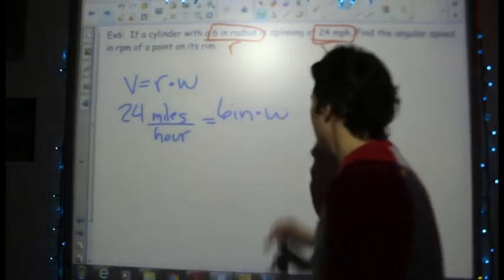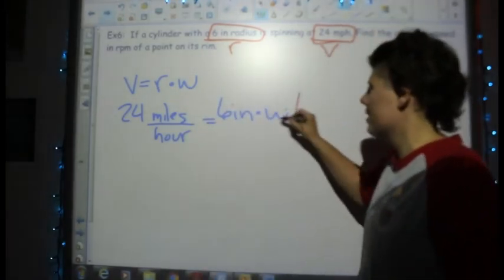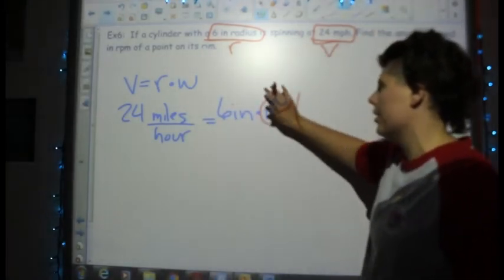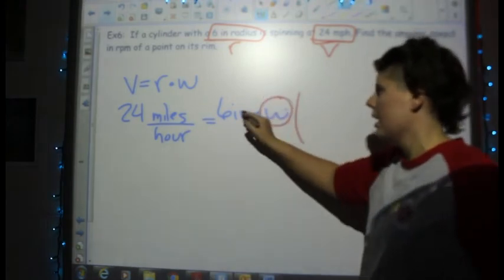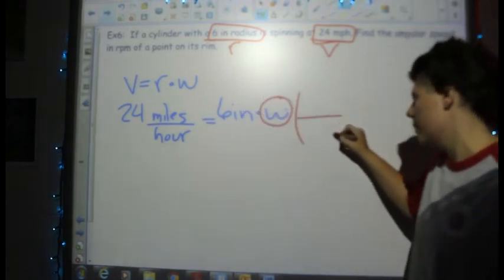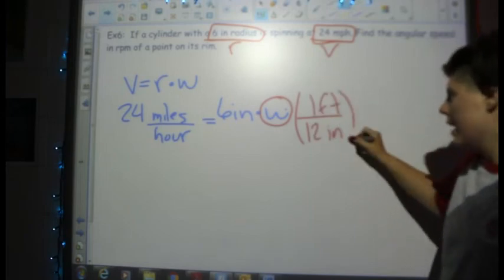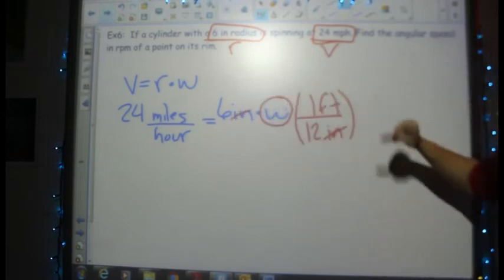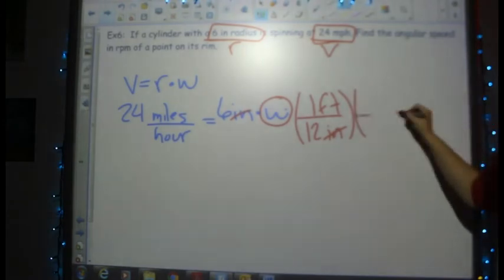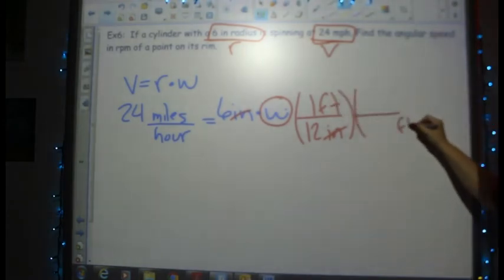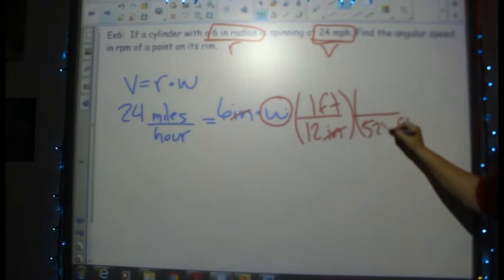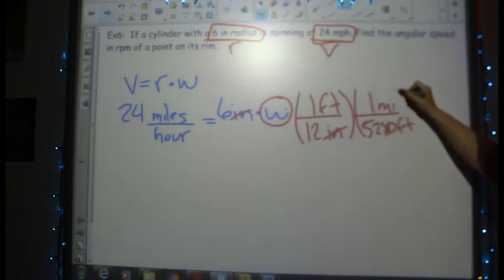So I'm going to go ahead. Inches are on top. Again, the W is just kind of chilling out there. Don't worry about it too much. We'll deal with that in a minute. Inches are on top, so I need inches on the bottom. And I know that there are 12 inches for every 1 foot. So now my inches cancel and I'm in feet. And now I've got to go to miles. Feet are on top, so I put feet on the bottom. And there are 5,280 feet for every 1 mile.